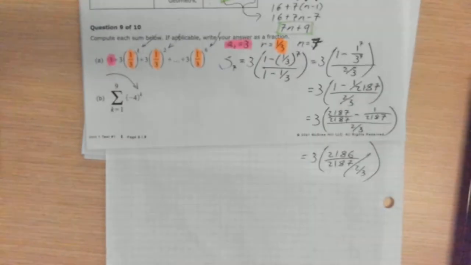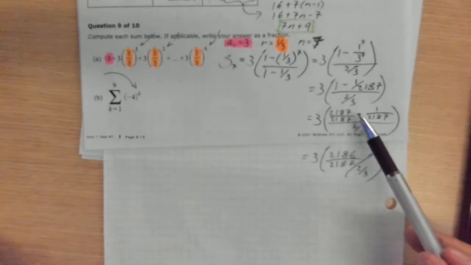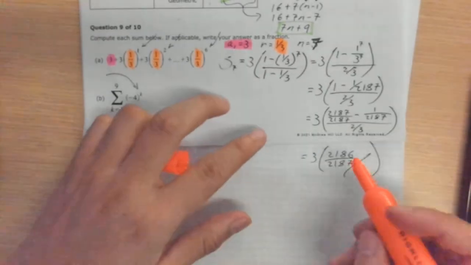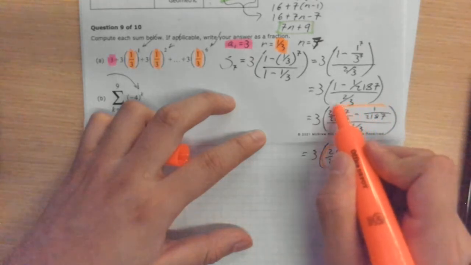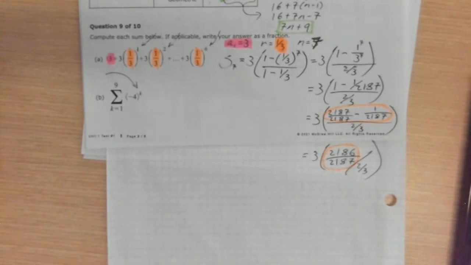Does that make sense so far? Does it make sense how I got this thing on top from these two things? Pretty much this thing on top, I got it from these two things. Remember, the denominator just goes along, and the tops have to be subtracted. So I subtracted 1 from 2,187. That's how I got 2,186.